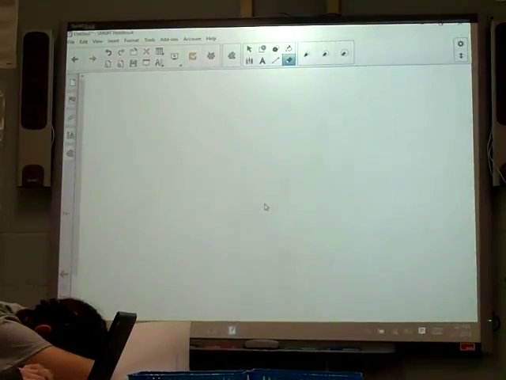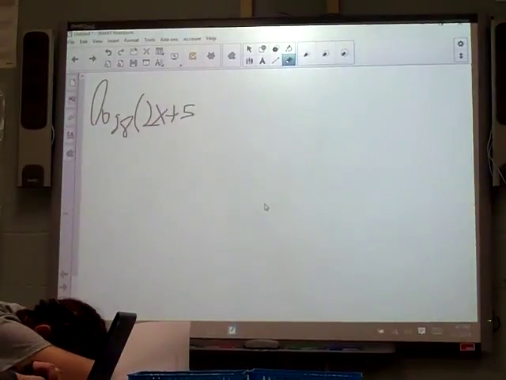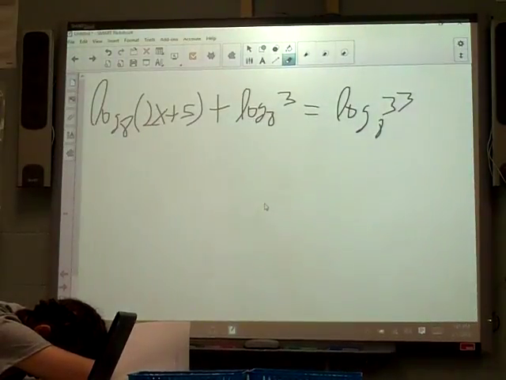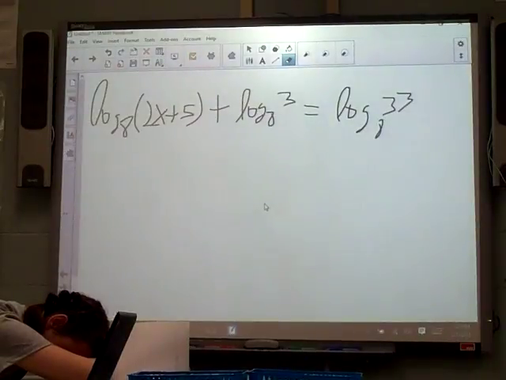I got a log base 8 of 2x plus 5 plus log base 8 of 3 is equal to log base 8 of 33. Now I told you earlier that your plan of attack was going to be to rewrite it in a different form. So you'd say, well, this is log form, I need to rewrite in exponential form, but this is a case where you can't because you have more than one log. So what we got to do there on the left side is condense that down to one log.